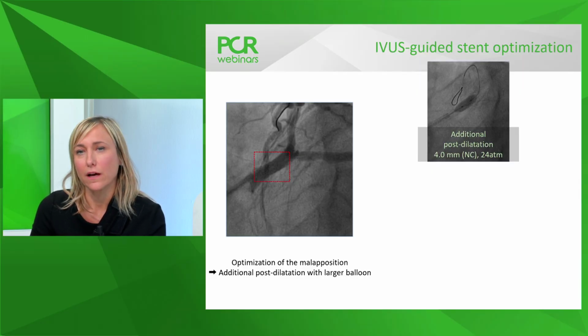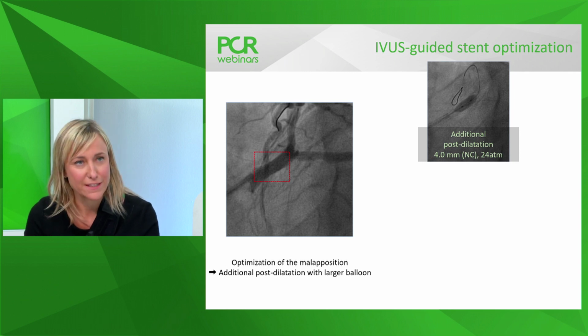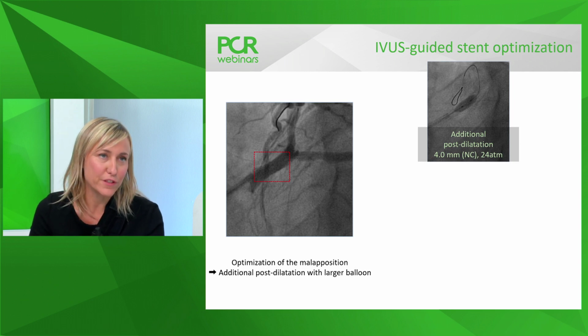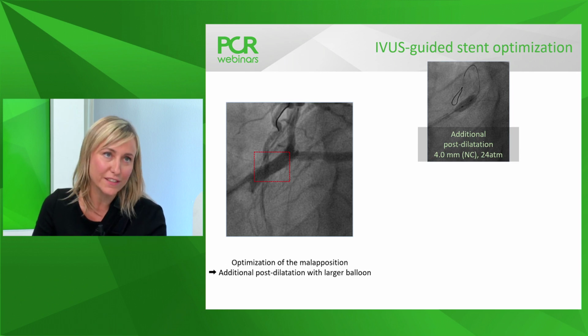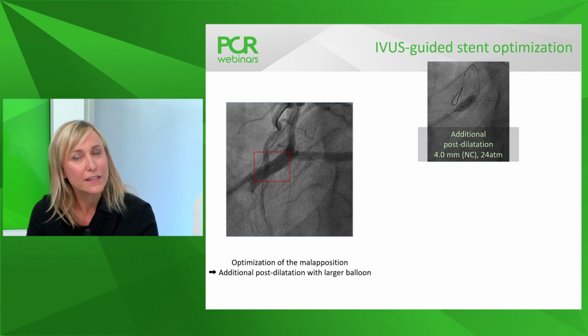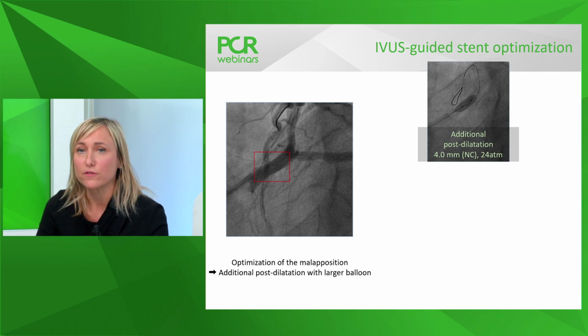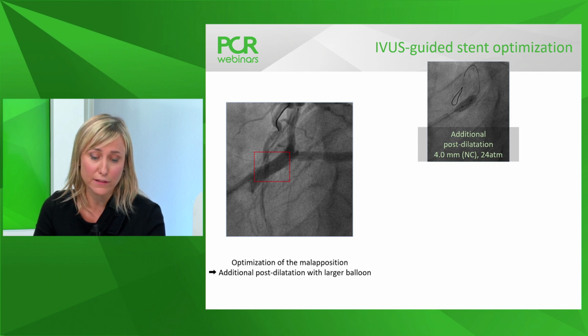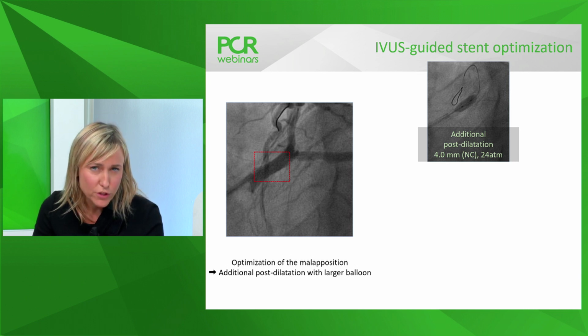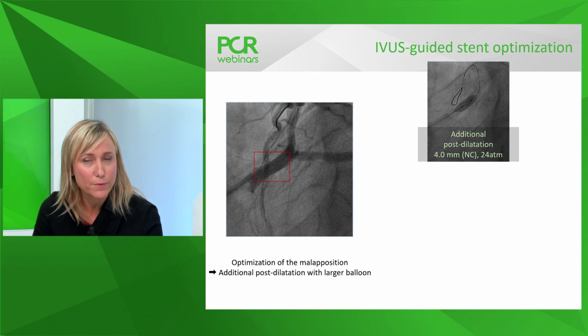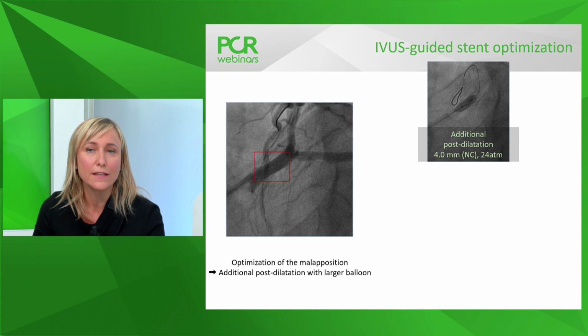Clearly you have to do POT, because that's another important point: the provisional strategy needs proximal optimization, and that was done. We can discuss whether you have to POT initially and then re-POT, as per the European Bifurcation Club. In this case, a POT was done with a 4.0 balloon at 24 atmospheres. The position of the balloon is important, because you have to spare the bifurcation. So the real proximal optimization is in the body of the left main, not in the bifurcation.